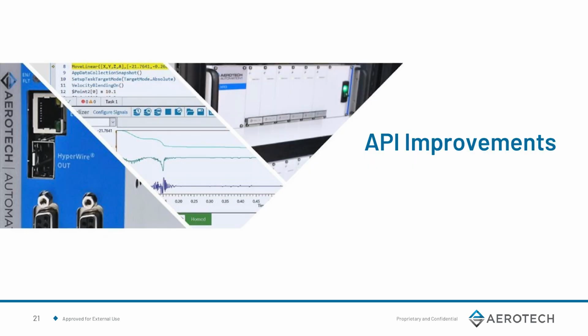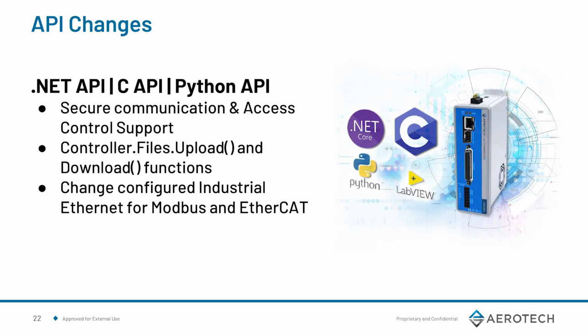Now, let's review the API improvements in 2.10. Several functions have been added to each API in order to support secure communication and access control, if customers would like to enable access control in their APIs on a drive-based controller. Several convenience functions have also been added to the APIs in order to have an easier time uploading and downloading functions from a computer onto the controller. In addition, you can now change configured industrial Ethernet for Modbus and EtherCAT through the .NET, C, and Python APIs.